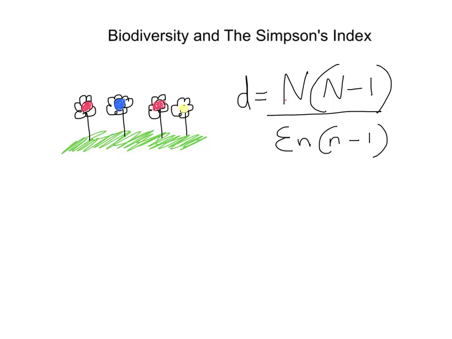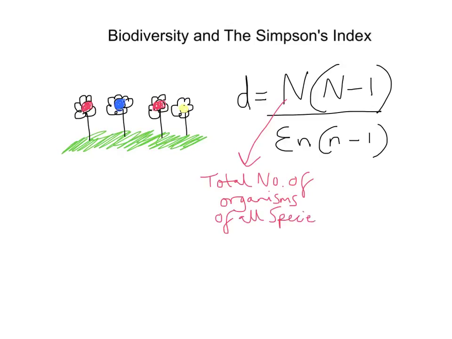Big N, this value here, represents the total number of organisms of all the species. So the total number of organisms of all species. The smaller n here represents something different. This represents the total number of just one species.